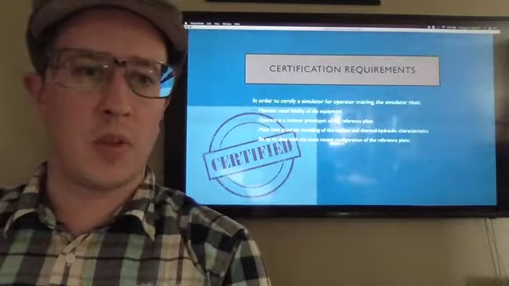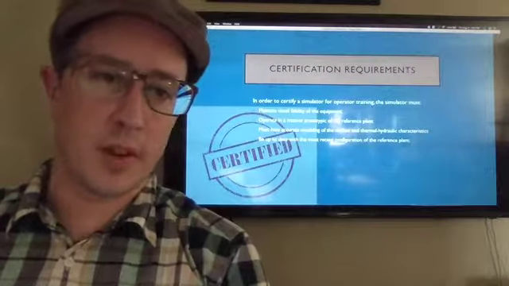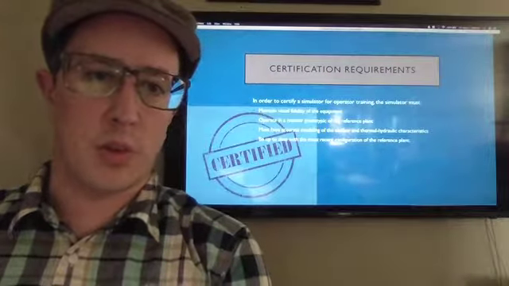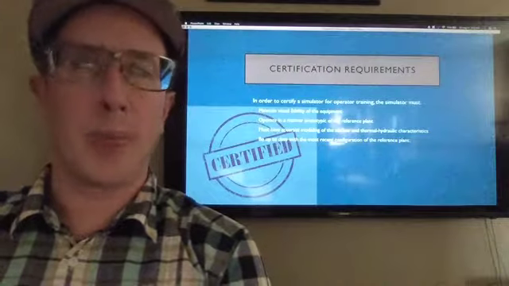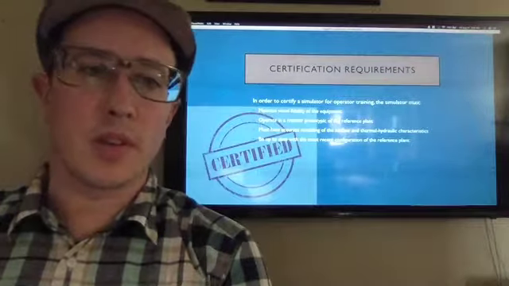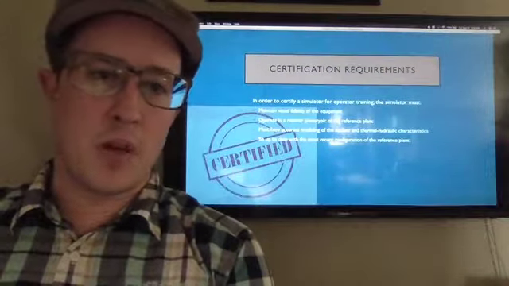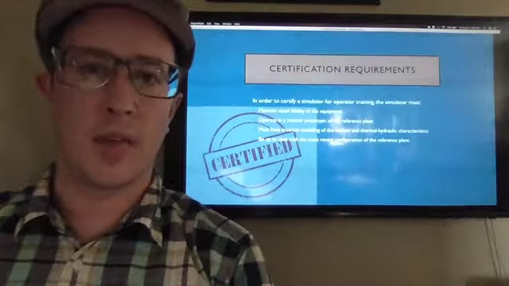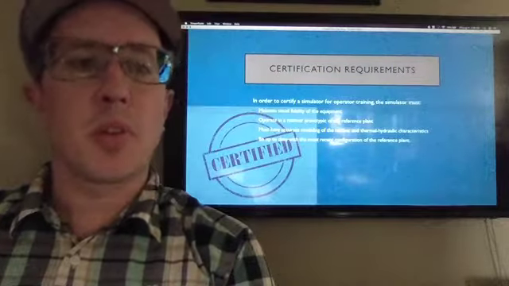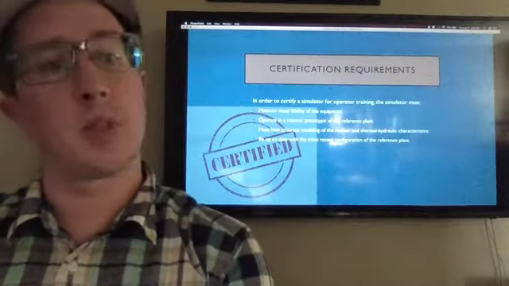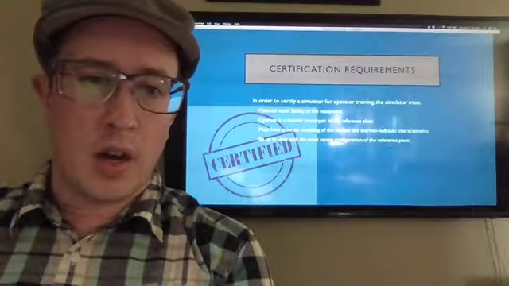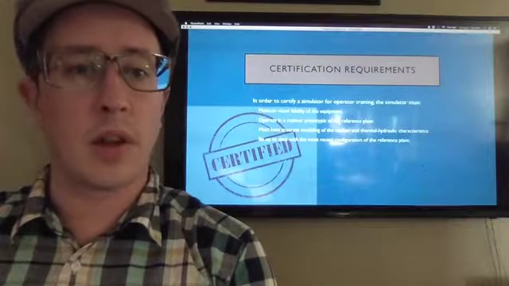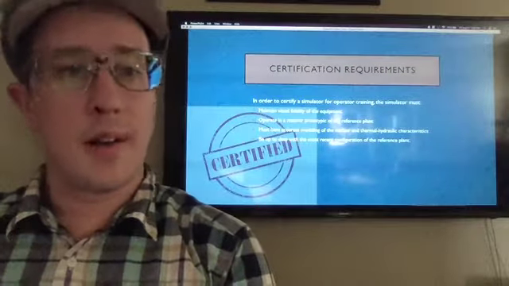In order to certify a simulator, there's a lot of requirements that the NRC requires be met. Most importantly, actually, is visual fidelity. It must react and look as if it were the actual plant. It must be prototypic of the plant that the operators themselves are going to certify on. It must model the actual nuclear and thermal hydraulic characteristics of the plant.